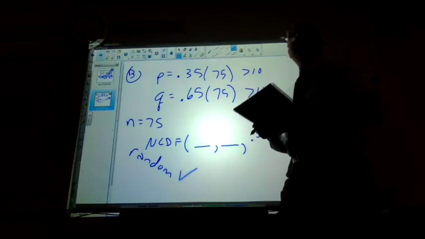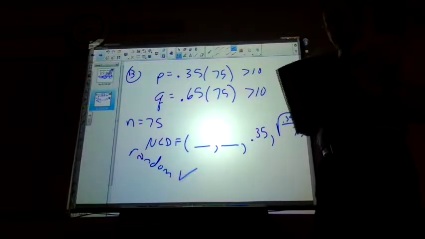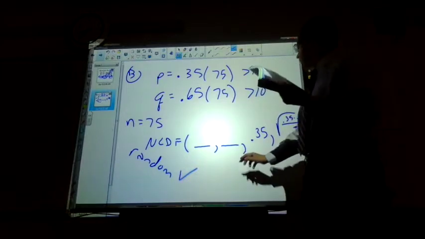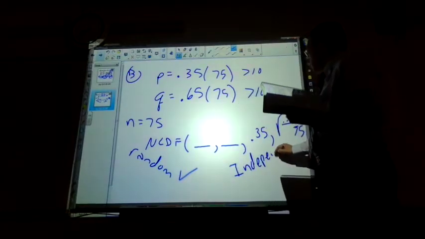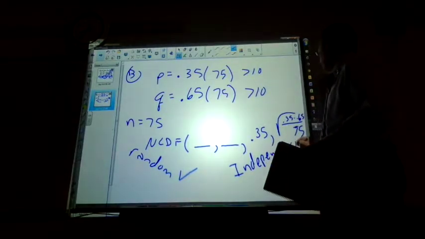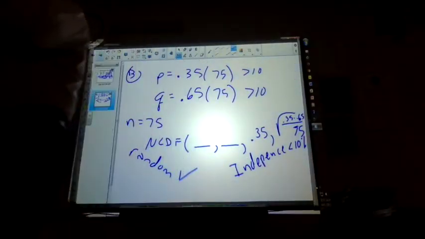What's the last test? To do the standard errors. Or independence. We want to check for independence. And independence has to be what percent? Less than what percent? If this is less than 10% of our population, then it's going to pass.